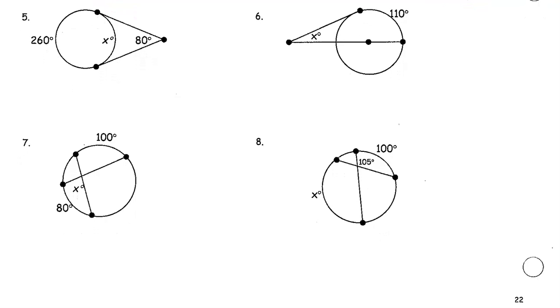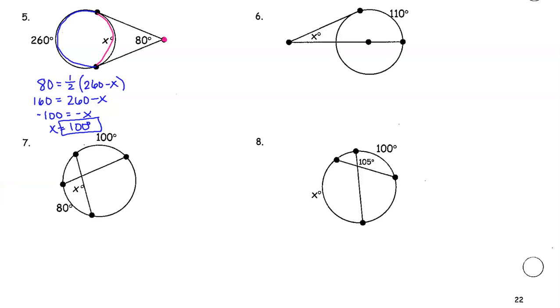Okay, number 5. All right, so the angle is on the exterior of the circle. It cuts off this close arc here, and it also cuts off this 260-degree arc here. So the angle, 80, is equal to 1/2 the difference of the two arcs: big arc, 260, minus little arc, which is the x that we're trying to find. Multiply both sides by 2, so we get 160 equals 260 minus x. Subtract 260, so negative 100 equals negative x. So x is going to equal 100.